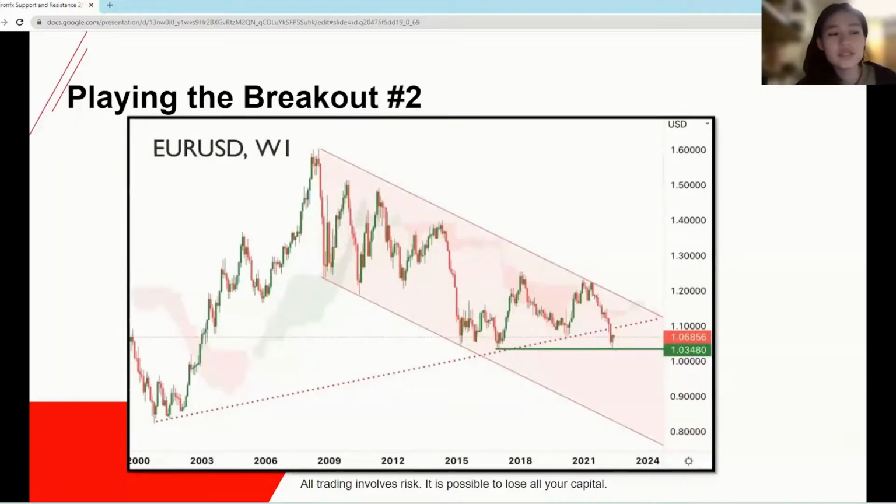Okay, and you can see that's exactly what happened. Price broke out of the ascending trend line and continued downwards to our next swing low support.